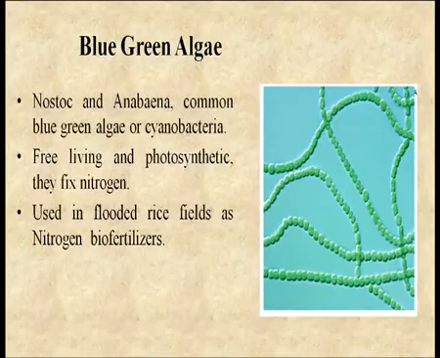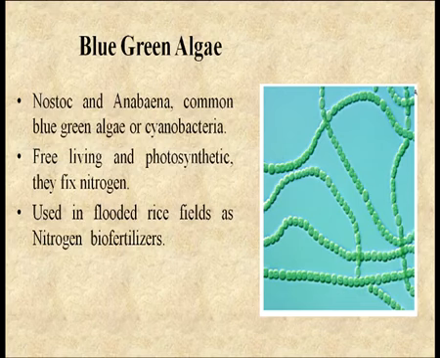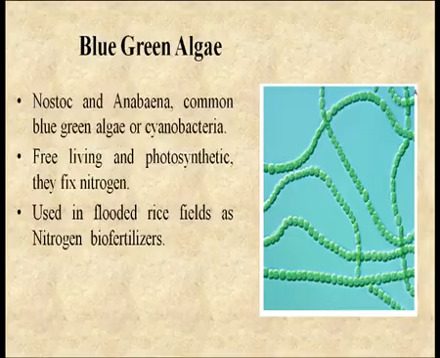Next is blue-green algae. Nostoc and Anabaena are common blue-green algae or cyanobacteria. Free-living and photosynthetic, they fix nitrogen and are used in flooded rice fields as nitrogen biofertilizers.